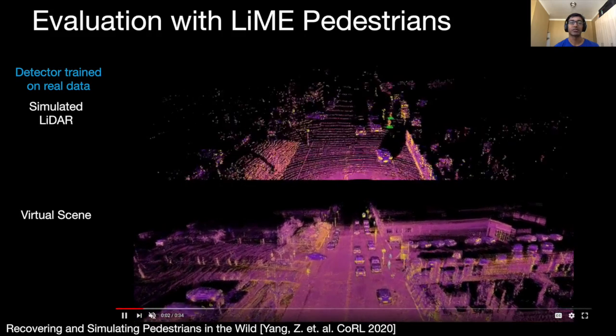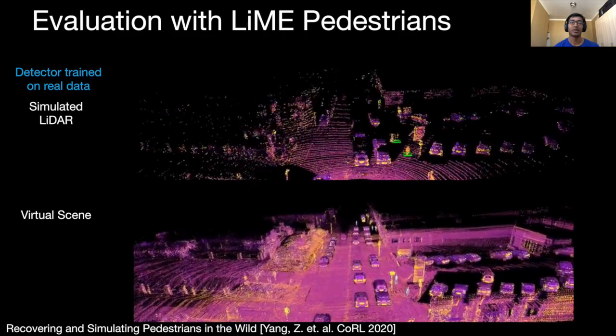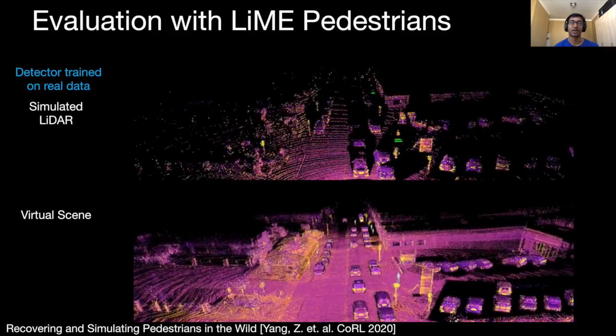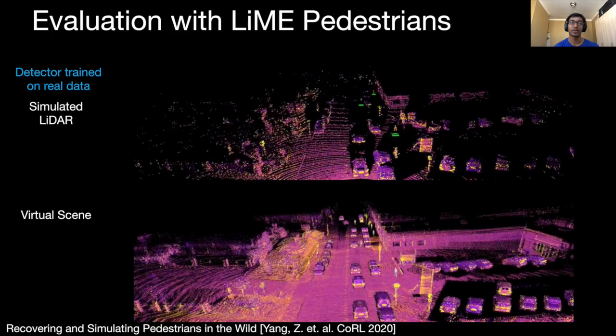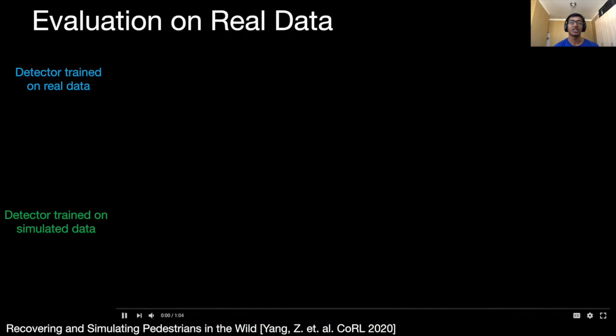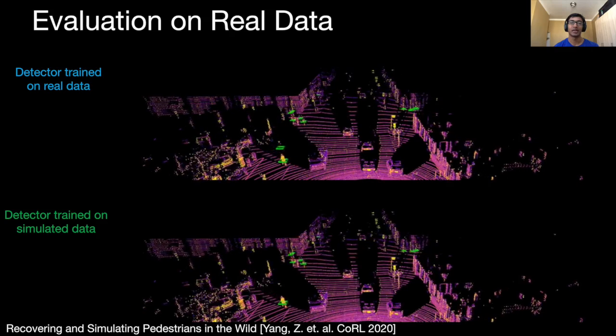Here we show reconstructed pedestrian scenarios and the simulated LiDAR. On top is the simulated LiDAR, and on the bottom is the virtual scene. The green boxes are pedestrian detections. The detector model, trained only on real data, processes the simulated data well. Our reconstructed pedestrians can be used not only for evaluating perception systems, but also as training data.